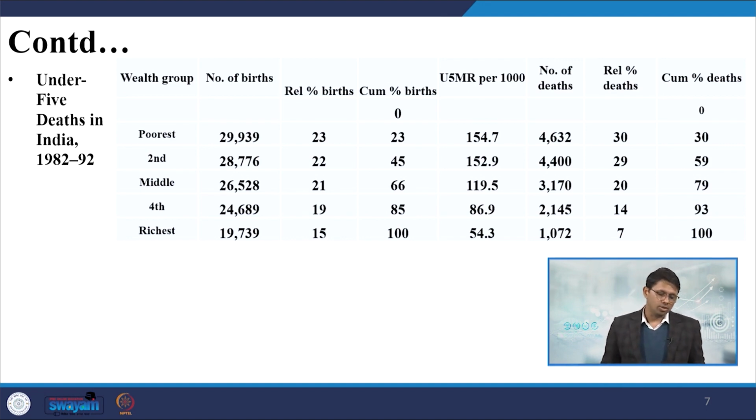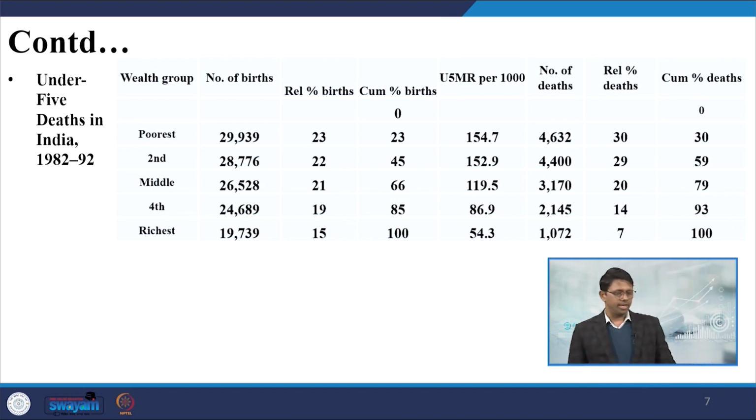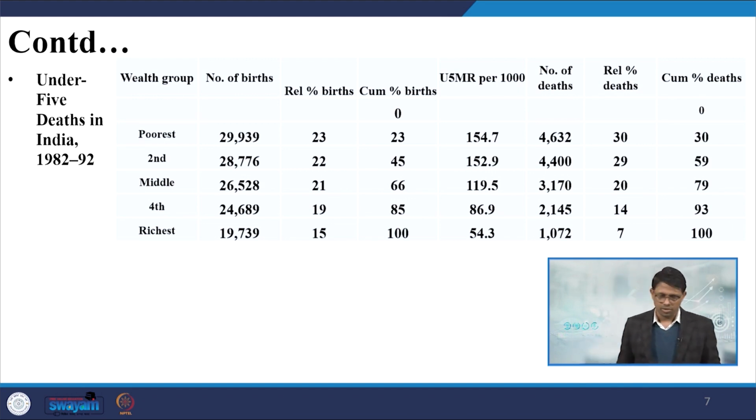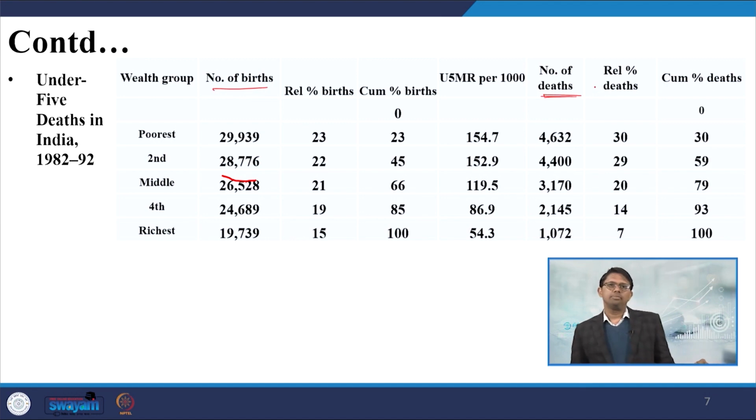It is on under 5 deaths in India, dates and births, okay, births and deaths ranging from the period 1982 to 1992. So here the number of births we have written as number of births and number of deaths. Now, in the data, as I mentioned, we require two variables.